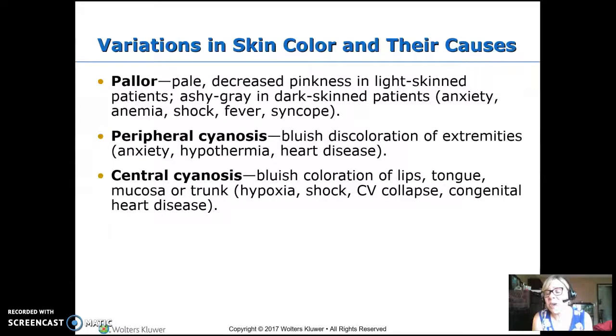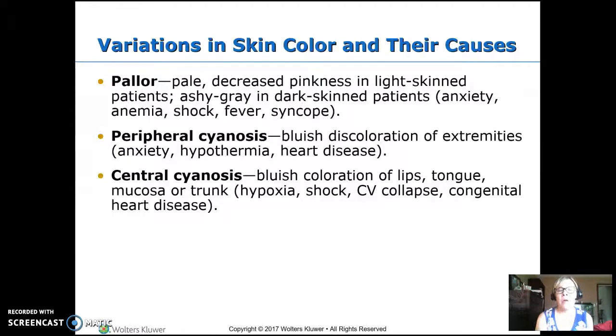So skin, kids show a lot of stuff in their skin. So you're going to comment on what you see. Pallor, which means pale. So they're not, in a light-skinned person, they're not pink. In a dark-skinned child, they have kind of an ashy gray look. Pallor means they're not circulating to the surface. And that can happen with a fever or shock or syncope, dizziness that made your blood pressure drop. Anxiety can do that. The other thing that can do it is anemia. So every hemoglobin is carrying oxygen, you just don't have enough hemoglobin to make it pink.